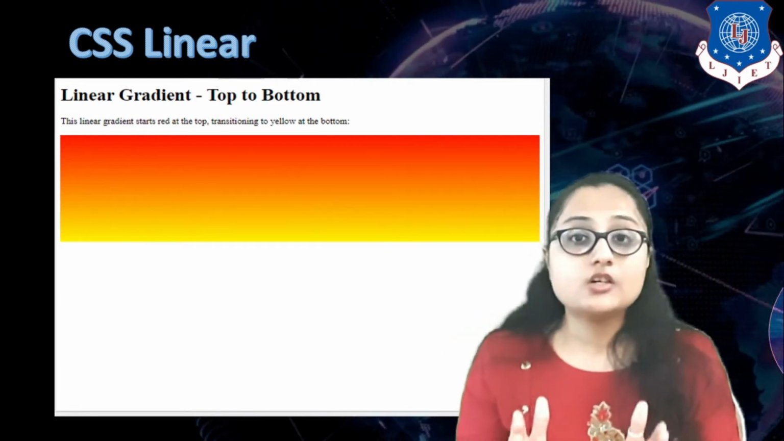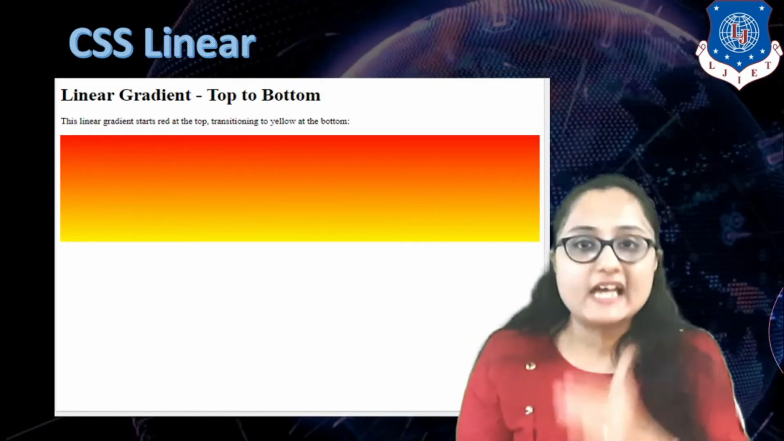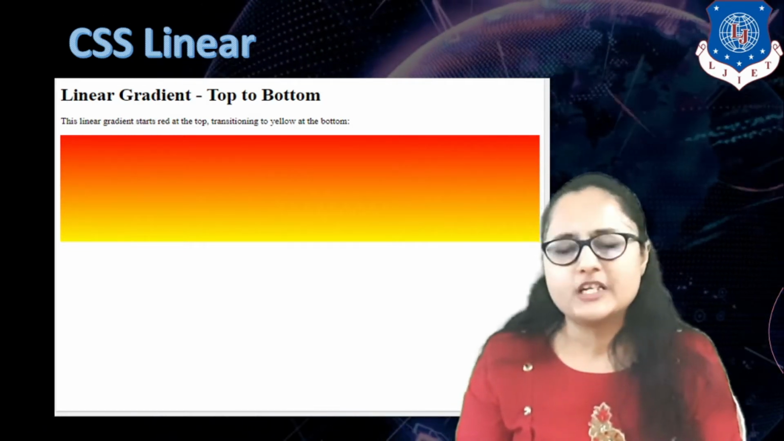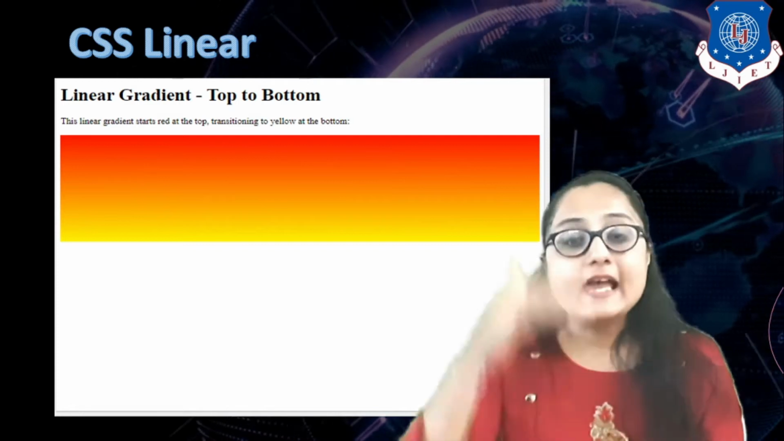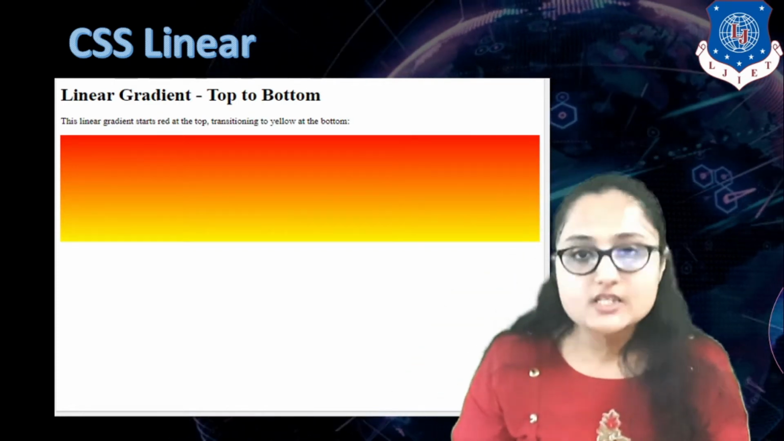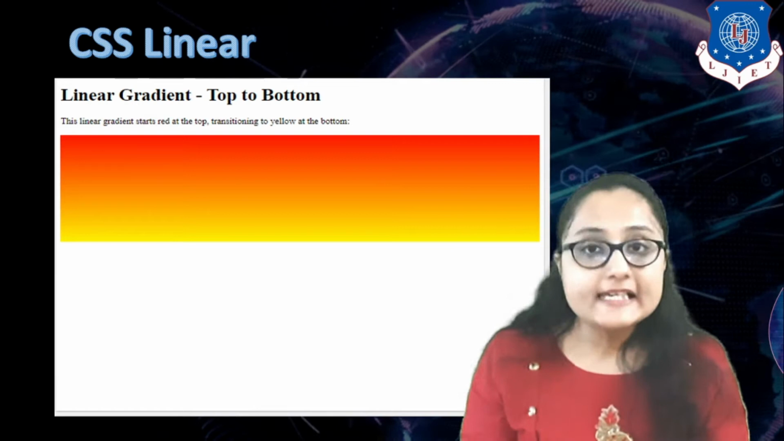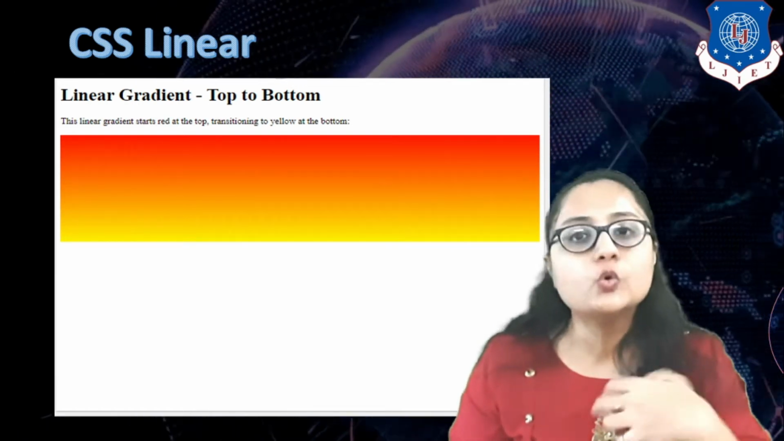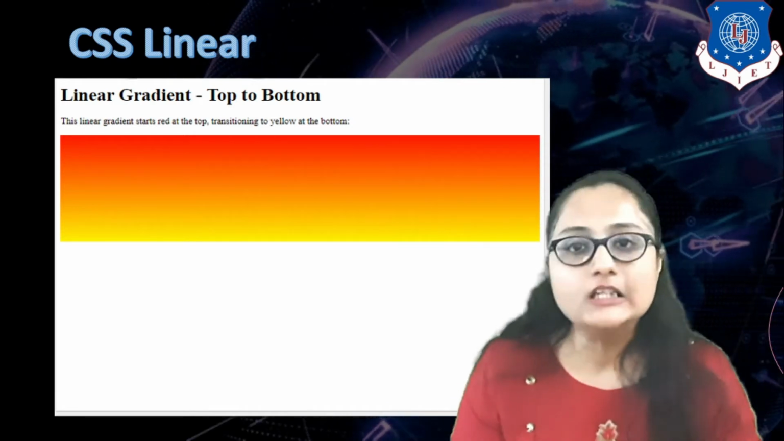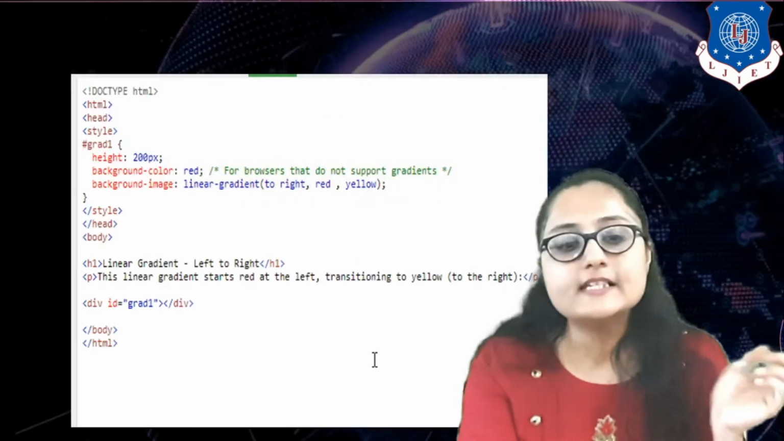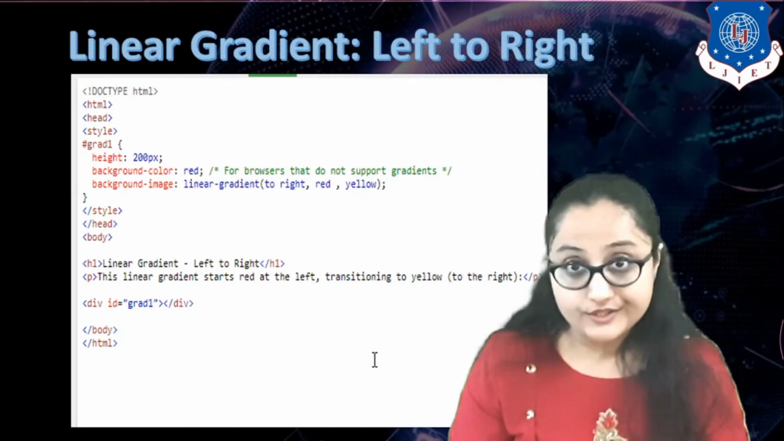The topmost color, which was the first color I had specified inside the property value, was red. So you can see that the topmost color is red. As you gradually move downwards in the division, you can see the transition from red color to yellow color. Okay, so this is how the basic linear gradient works. Now we will see the variations in linear gradient property.